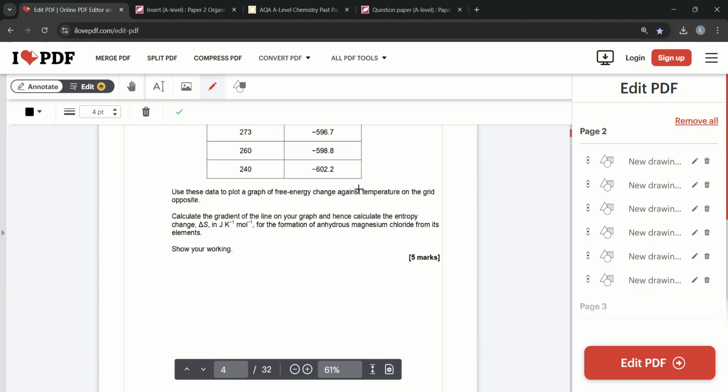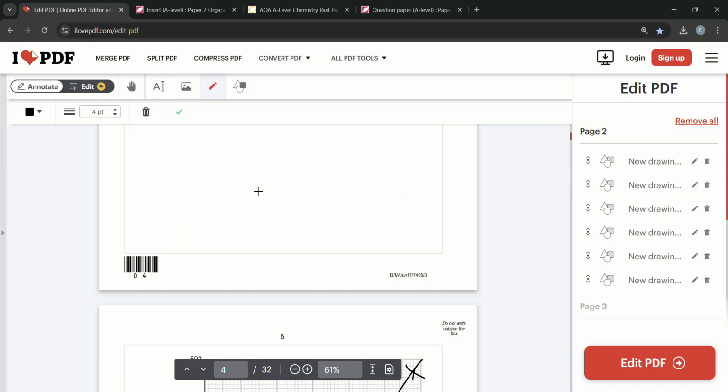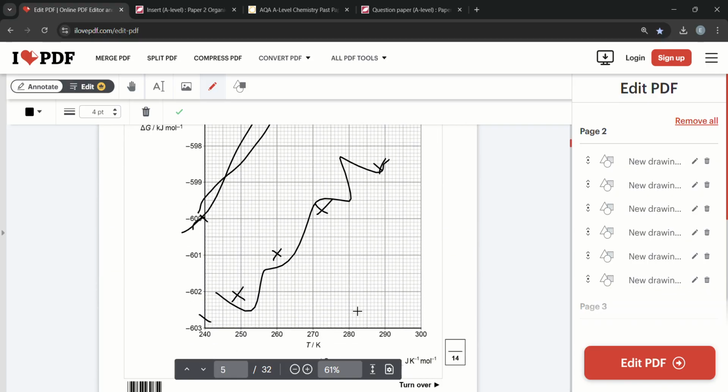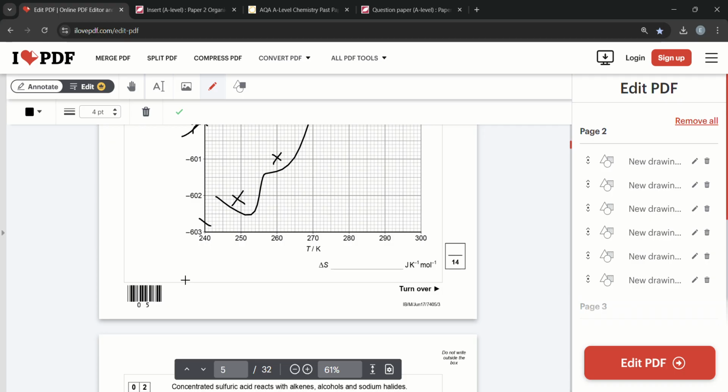Now to calculate the gradient, y2 minus y1 over x2 minus x1, to calculate entropy change, well, we should know the gradient in this case is going to be delta G divided by delta T. So to find delta S, we find the gradient, I get 0.167, and delta G is delta H minus T delta S. So the gradient is going to be minus delta S. So delta S is going to be minus 0.167, but that's kilojoules, and we want it in joules, so it's going to be minus 167.